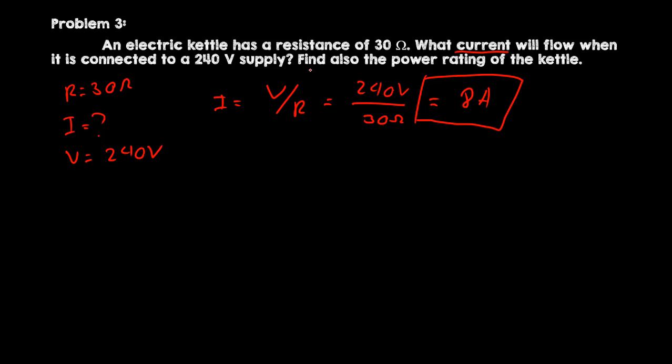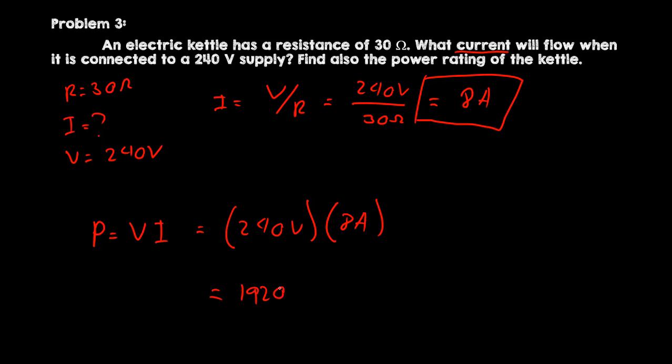Now, we need to find also the power rating of the kettle. Power rating is P is equals to V times I. And V is 240 volts multiplied by the I of 8 amperes. And our power should be 1920 watts or also equals to 1.92 kilowatts. Simple.